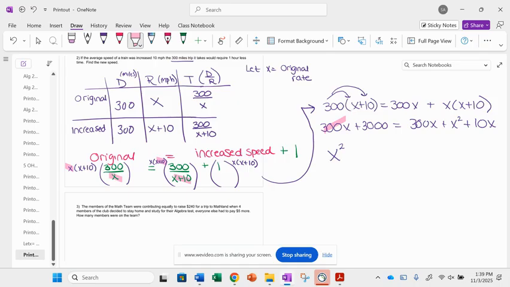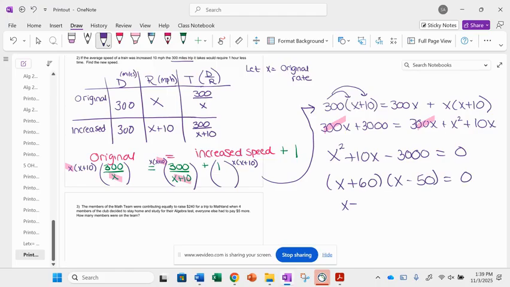The 300X's cancel out, right? Do you guys see that? So plus 10X minus 3,000 equals 0. So we're going to get an X plus 60 and X minus 50. So X equals negative 60, X equals 50. Can I have a rate of negative 60 miles per hour? We can't. So for that reason, we're rejecting the negative 60. So we're left with X equals 50.